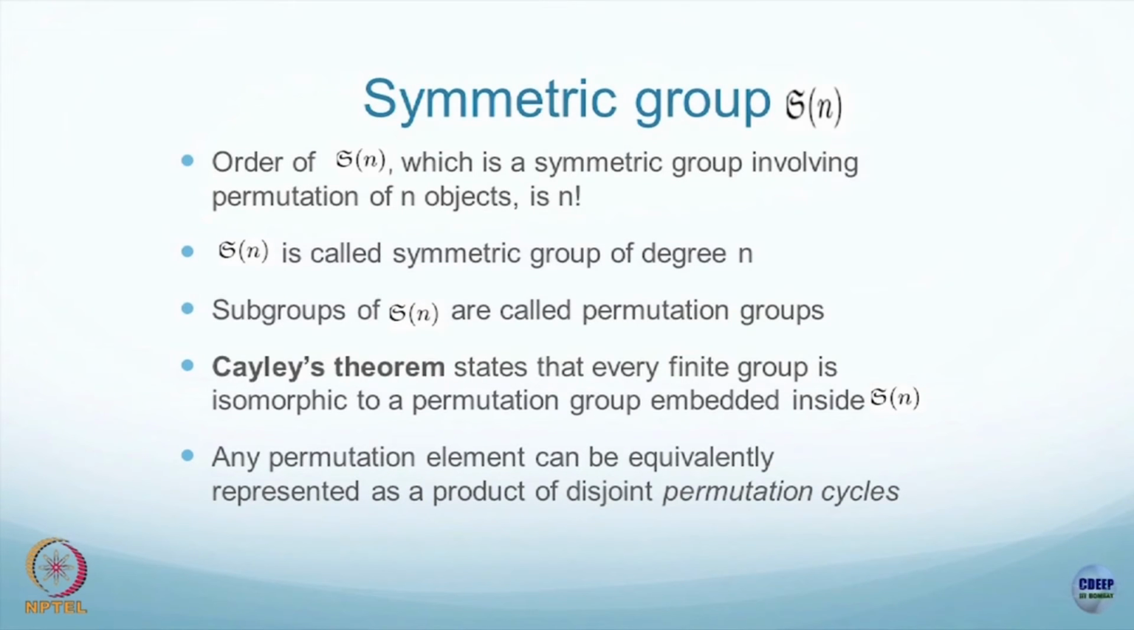Now, you can generalize. Permutation groups, permutation of n objects, there will be n factorial elements, and then you say that such a permutation of n objects is called the symmetric group of degree n. N is for the number of objects, nothing to do with the order of the group. The order of the group is n factorial.